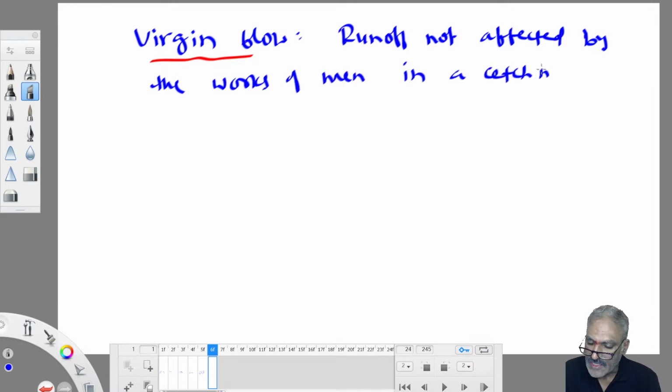So nowadays what is happening? To recharge the ground, we are constructing so many check dams in a catchment. If you construct a check dam in a catchment, what happens? Water is stopped there, water is forcefully pushed into the ground. That's called rainwater harvesting. It's happening now everywhere. So in such case, that is not virgin flow. So a catchment which freely drains water without being affected by such works within it is called virgin flow. Understood now, Ashish?